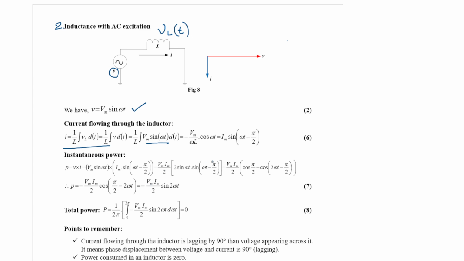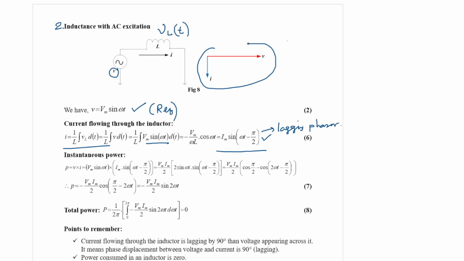Exactly this thing is written here, Im sin omega t. Now if you compare from the concept of the leading lagging phasor, you see Vm sin omega t is the reference. Now I is equal to Im sin(omega t minus pi by 2), so it is a lagging phasor. It is a lagging phasor.